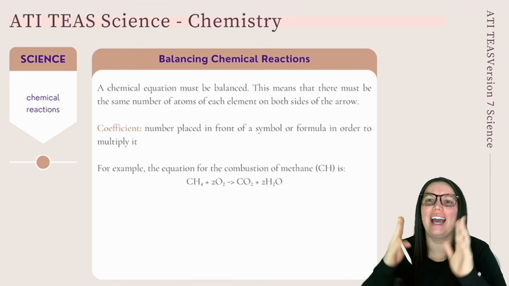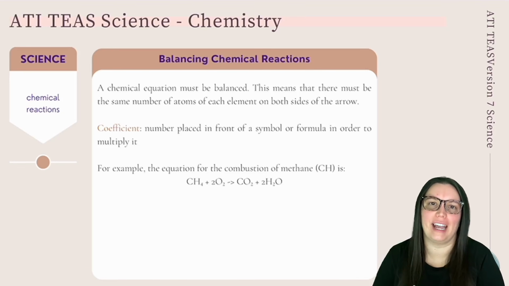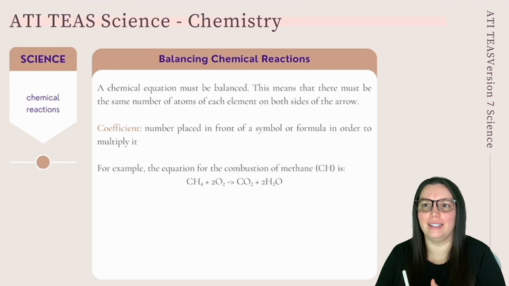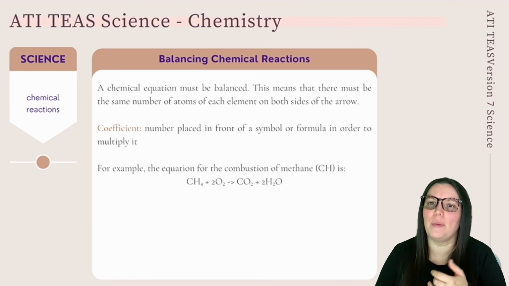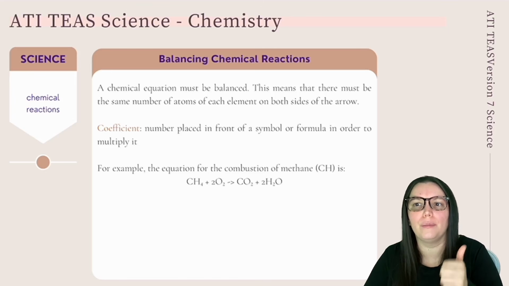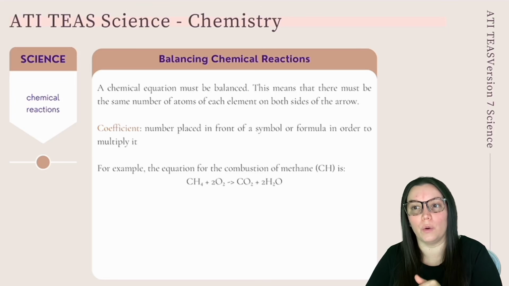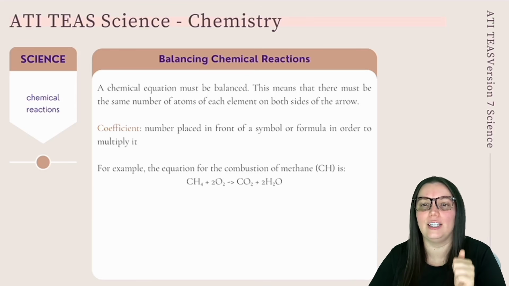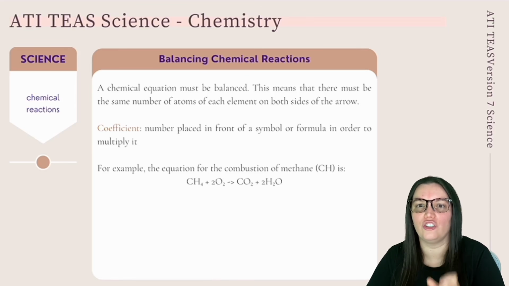Now we need to understand how we're going to balance chemical reactions. A chemical equation has to be balanced on both sides. This means that there needs to be the same amount of atoms on the left side as there is on the right side. So for example, the equation for combustion of methane is CH4 plus CO2, and then our product on the other side, CO2 plus 2H2O.